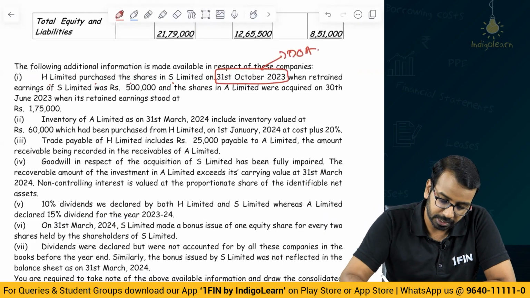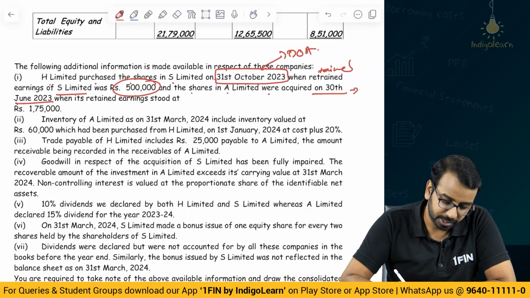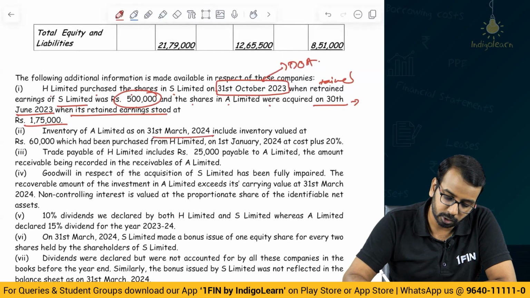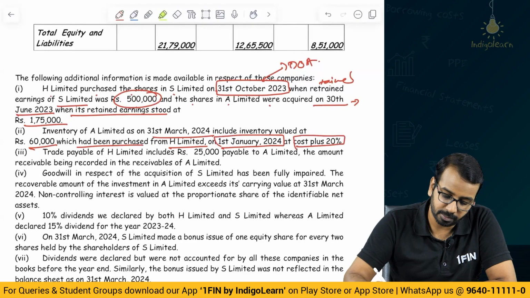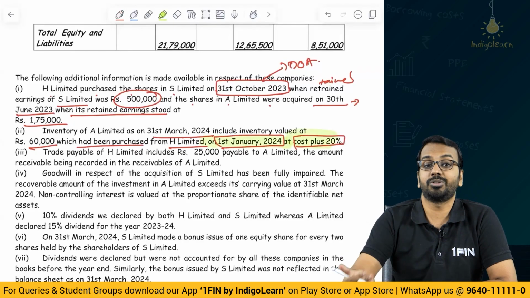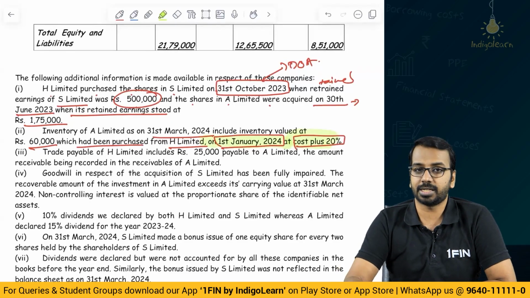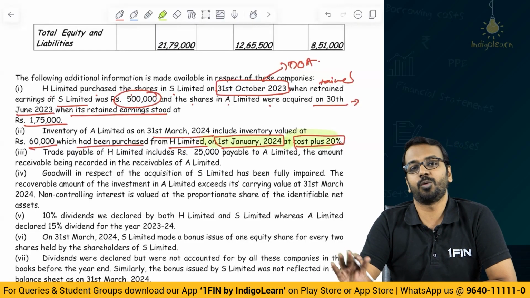When retained earnings of S Limited was 5 lakhs and the shares of A Limited were acquired on 30th of June. So, this is on 30th of June when its retained earnings stood at 175. Okay. Inventory of A Limited as on 31st March of 24 include inventory valued at 60,000 which had been purchased from H Limited on 1st of January at cost plus 20%. Now, here always remember, if it is purchased in the post acquisition period, once you have received the control or once the associate relationship is established, only then you need to worry about unrealized profit. Otherwise, you don't need to worry about unrealized profit.